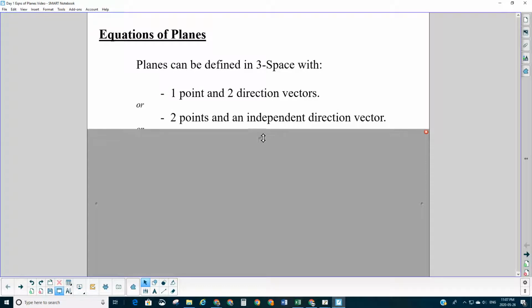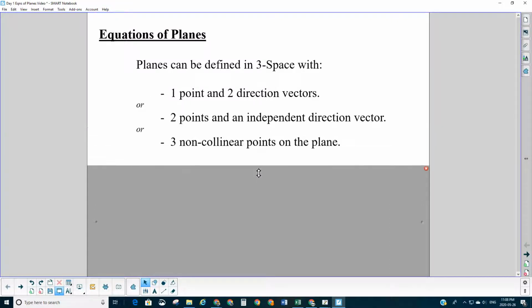But technically, you could get away with just having 2 points and some independent direction vector. If you had 2 separate points that are on the plane, you can connect those two and get one of the direction vectors, and then another independent direction vector that didn't include these 2 points would be the second direction vector. And then you would have more than enough to get 1 point and two direction vectors.